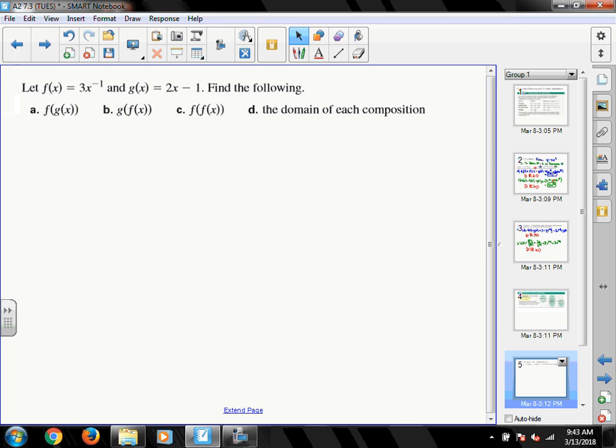We're going to let f of x be 3x to the negative 1, and g of x be 2x minus 1. For a, we want to find the composition of f of g of x. Actually, one way we may want to deal with this: what does x to the negative 1 mean? Not the square root of negative 1. It's going to stay the same. All we're saying is that 3x to the negative 1 is going to be 3 over x.